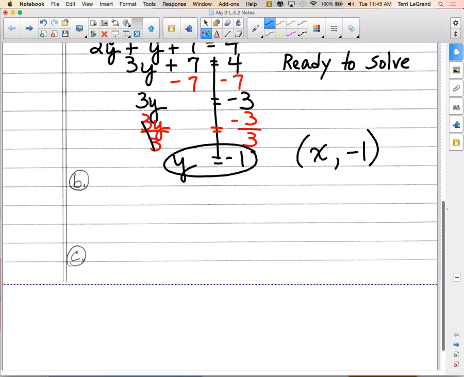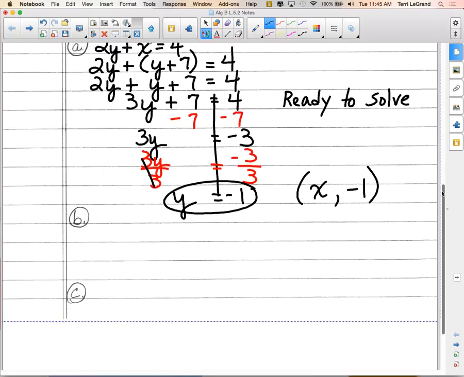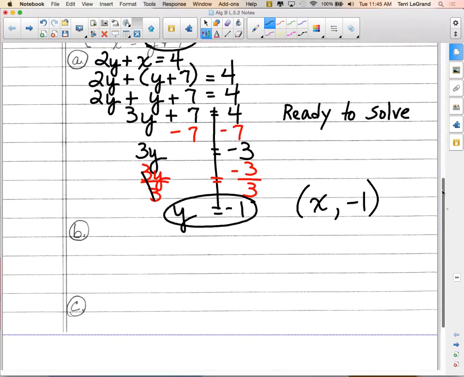So what part of that do you need me to go back to and say, this is why we did what we did, or what are any concerns? Yes, Miguel. I'm confused on when you have the original 2y plus x equals 4. Do you always sub in the other equation there to figure out the y first?